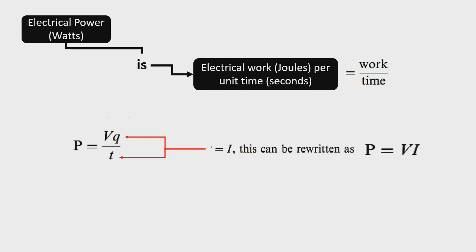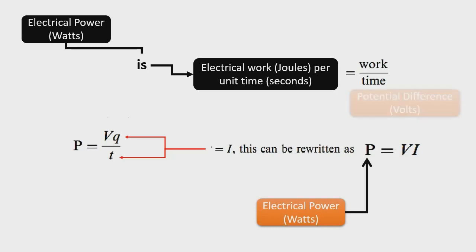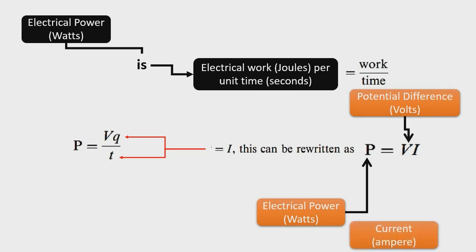And therefore, if we replace Q over T with I, the new formula will be P is equal to V times I. So, P is the electrical power in watts, V is the potential difference in volts, and I is the current in ampere.